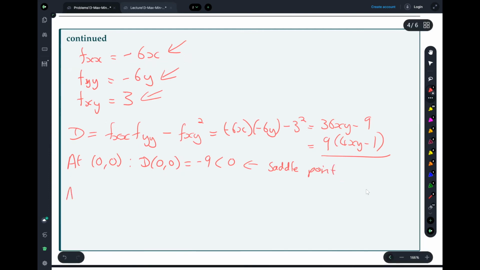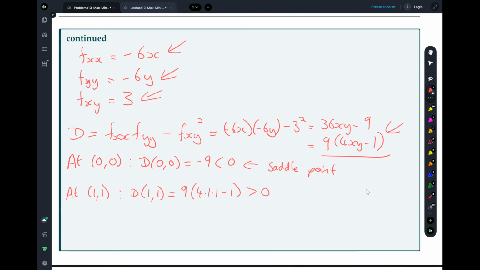Okay, how about at 1, 1? Well, substitute D of 1, 1. Let's use this formula over here this time. So we're going to have 9 times 4 times 1 times 1 minus 1, which is greater than 0. So 9 times something positive, greater than 0. Again, we don't actually have to worry about what it is. We just need to worry about its sign.